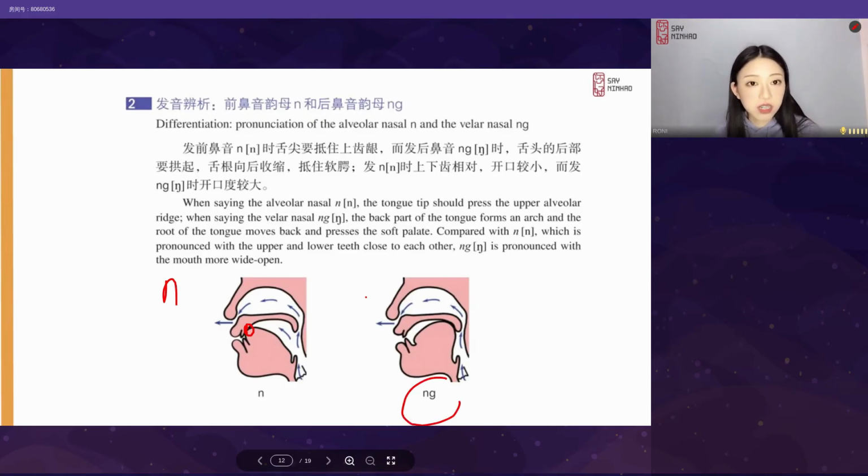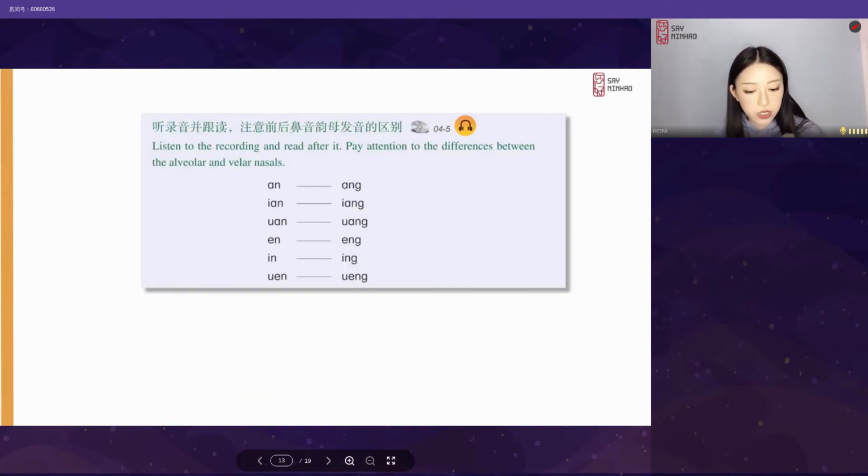And for this one, you can see we rise up the back part of our tongue. Try to use your nose too. And the shape of your mouth will be more wide open than this one. Okay, try. This can be not that clear, so we are going to use these two groups of finals to practice it. Listen and try to read after me.